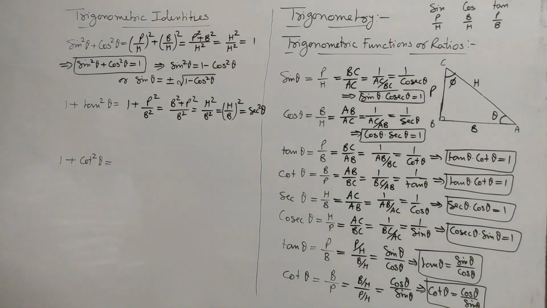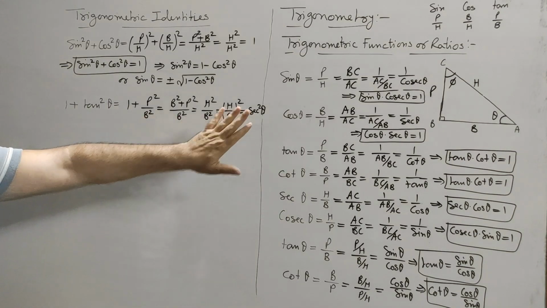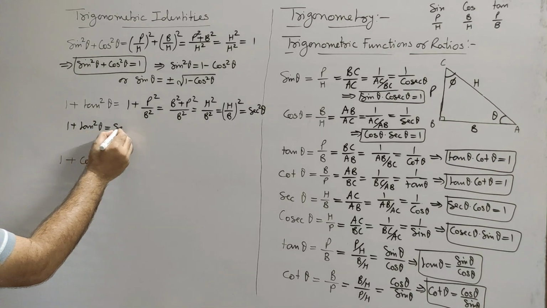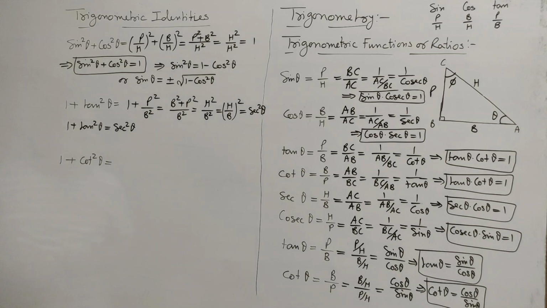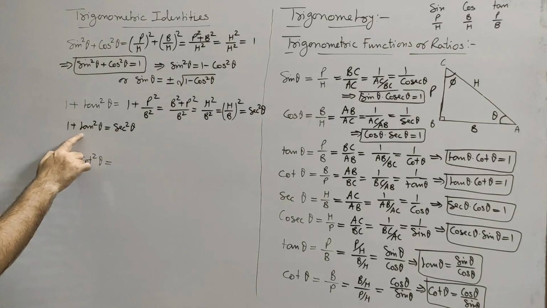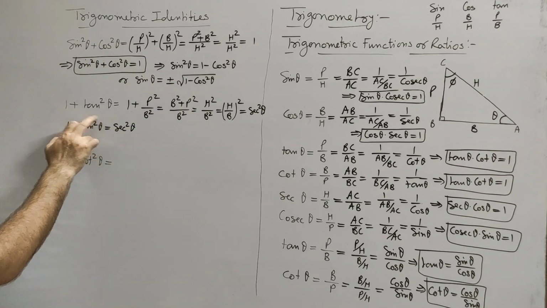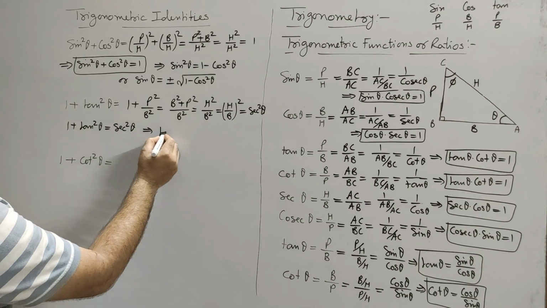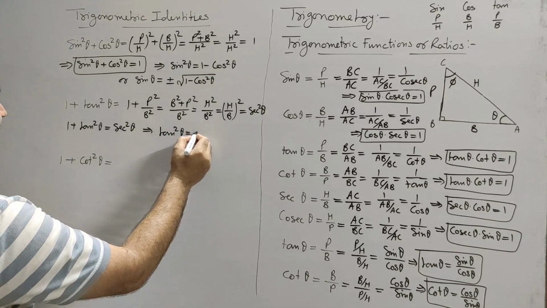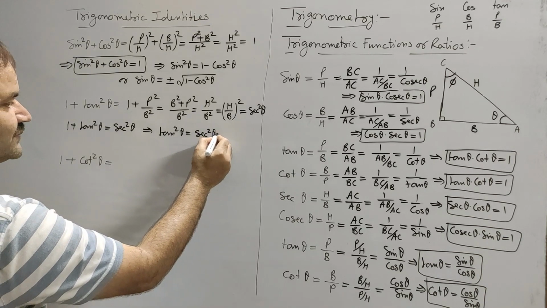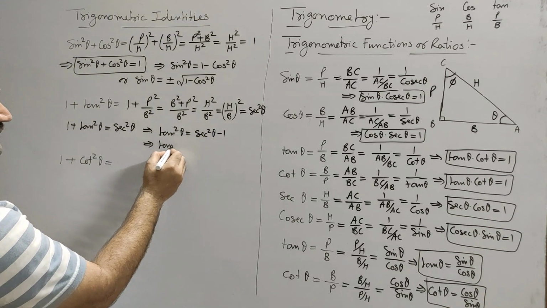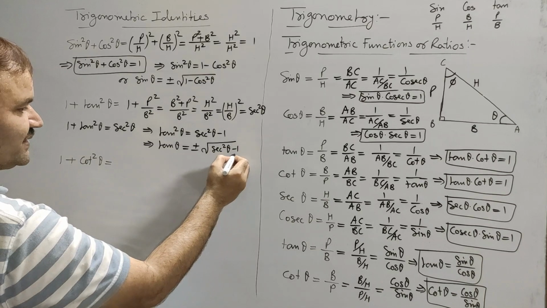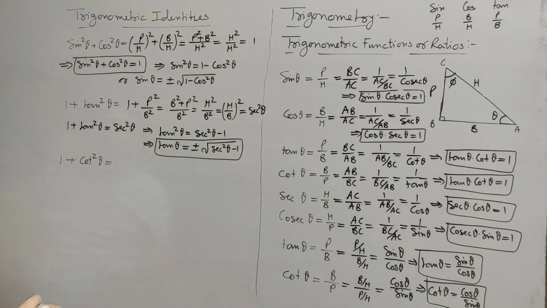So whatever the value of theta may be, 1 plus tan square theta will always be sec square theta, and this identity will be used to change sec square theta into tan square theta. If we want to find sec theta, it will be plus minus under root 1 plus tan square theta, or using it we can find tan theta. Tan square theta will be sec square theta minus 1, and this implies tan theta will be plus minus under root sec square theta minus 1.